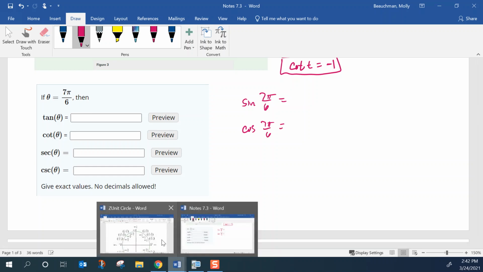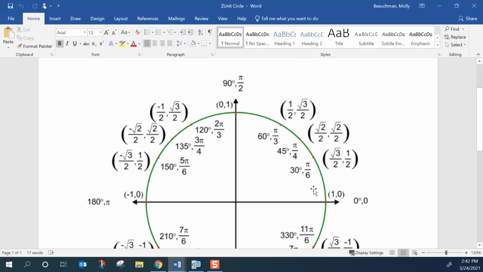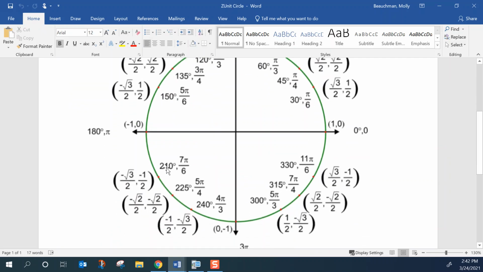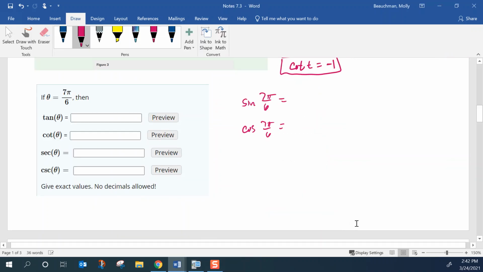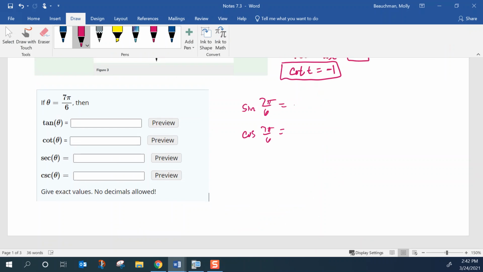So you open your unit circle, find the angle measure 7 pi over 6, that's 210 degrees. The cosine is negative square root of 3 over 2, and the sine is negative 1/2. So if the sine is negative 1/2 and the cosine is negative square root of 3 over 2, once I know what these two coordinates are, I can get everything else. So the tangent of 7 pi over 6 is going to equal the sine divided by the cosine.